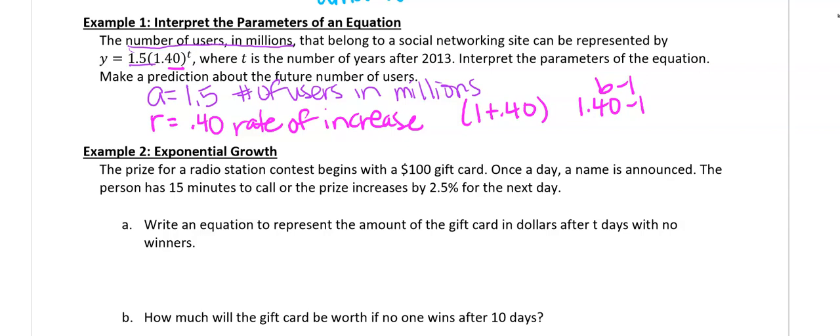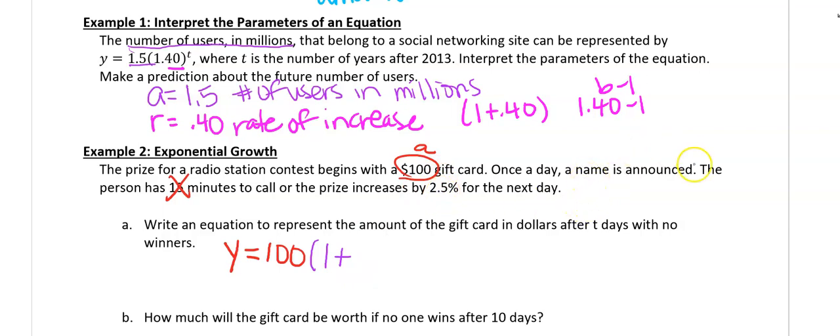So we need our Y equals, our initial value. What is the initial value that we're looking at in here? It's that $100 gift card. That's our A value. And it increases by 2.5% the next day. So really 15 minutes has nothing to do with it. It's just part of the contest. So it's going to increase by 2.5%. So that means we're going to have 1 plus 2.5%.